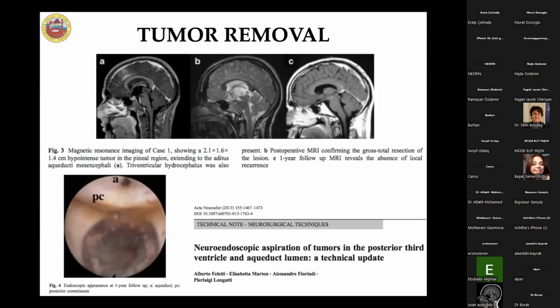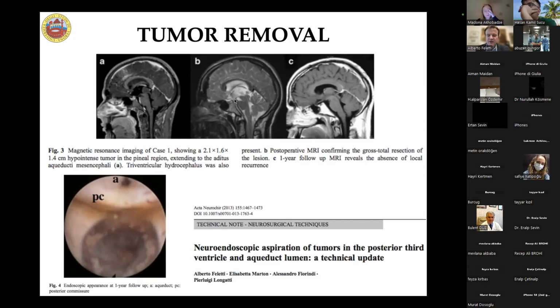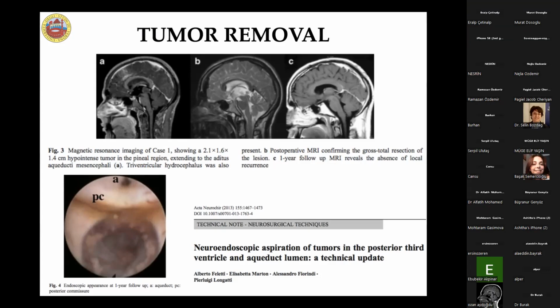And we also did an ETV in that patient, and 1 year after, the patient developed symptoms of hydrocephalus because the ETV had reclosed. So we operated on the patient again to reopen the ETV, and we had the possibility to inspect the area of the posterior third ventricle where we removed the tumor. And as you can see, 1 year after, the anatomy was still normal, no relapse of the tumor.